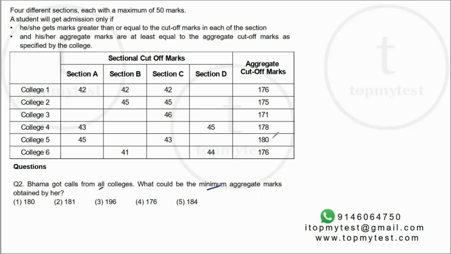Now, the minimum overall score required is 180. So below 180, you don't have a choice. This is out straight away. Below 180, you're not going to get a call from all the colleges. You might get a call from one college or two colleges or five colleges, but you will not get a call from all six because college 5's cutoff is 180.